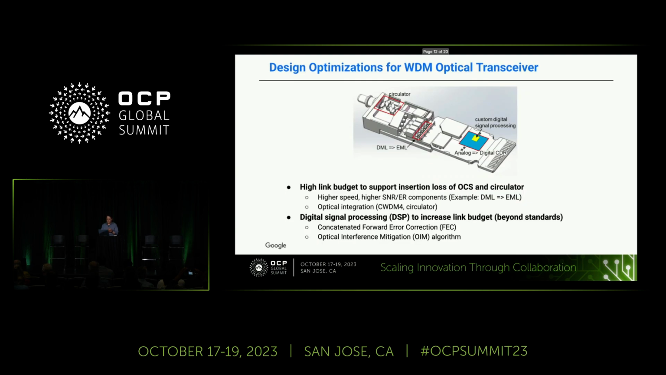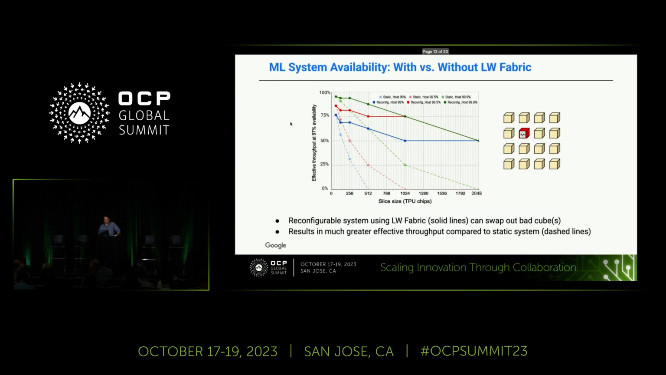And that is because, again, we have the optical circuit switch and the circulators that we need to deal with. So we deal with it by basically running things at higher speed. We have better extinction ratio components, and we also do higher levels of integration. And here in this particular example, we're highlighting that we've actually put the circulator within the transceiver itself. We also have spent a great deal of effort on custom DSP algorithms and error correction that is on board within the transceiver itself, in order to make the overall network work.